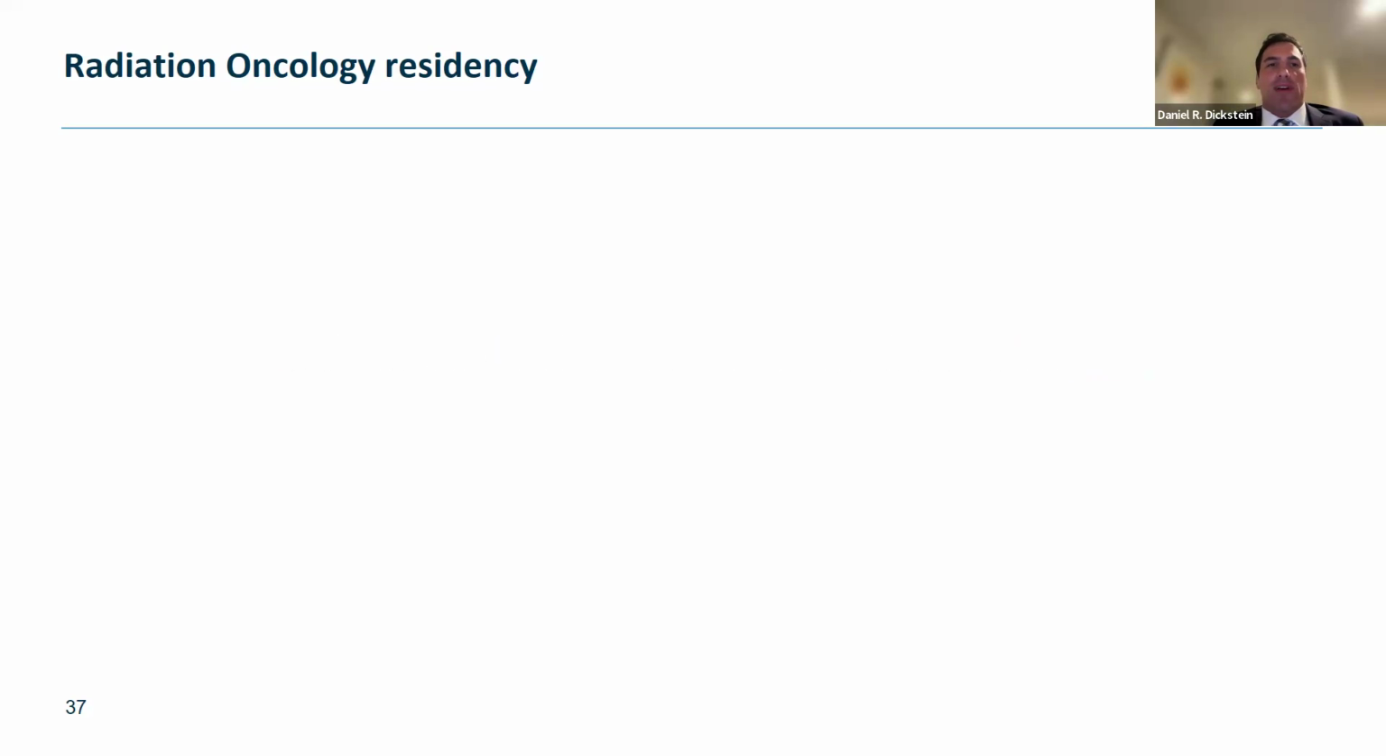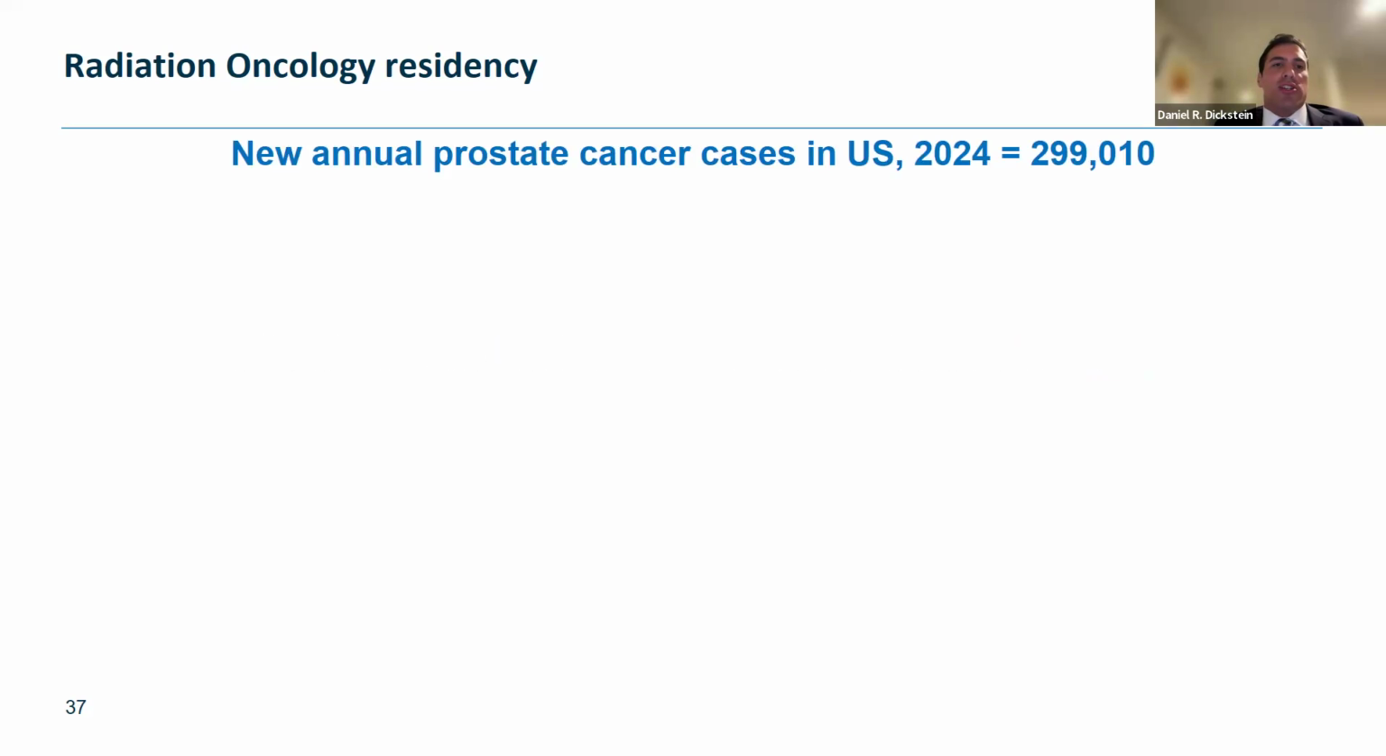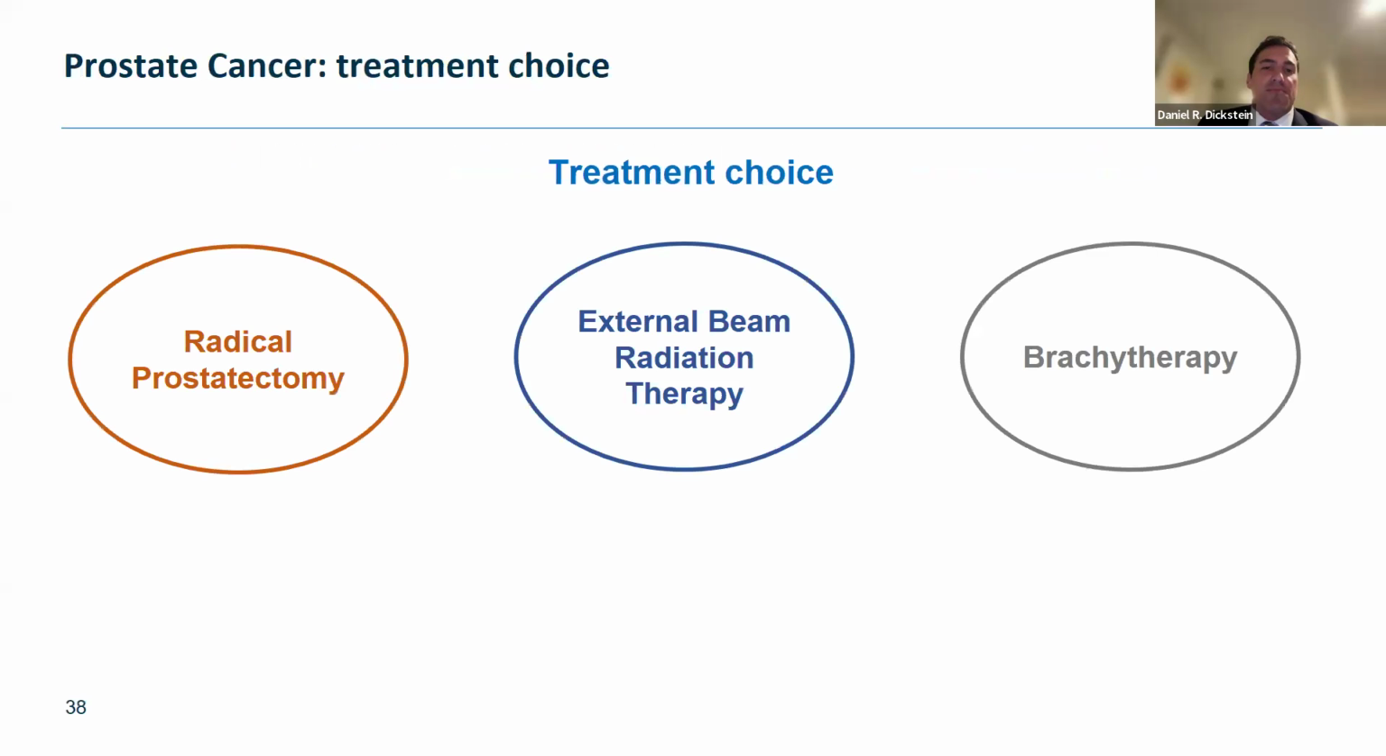So I started residency on the genitourinary service. And we see a lot of prostate cancer patients. And for everyone out there, prostate cancer is quite common. In the US alone, there are approximately 300,000 new cases of prostate cancer each year. And something that's unique to prostate cancer is many of those patients, approximately 70% of them, present with earlier stage disease, and they have a treatment choice.